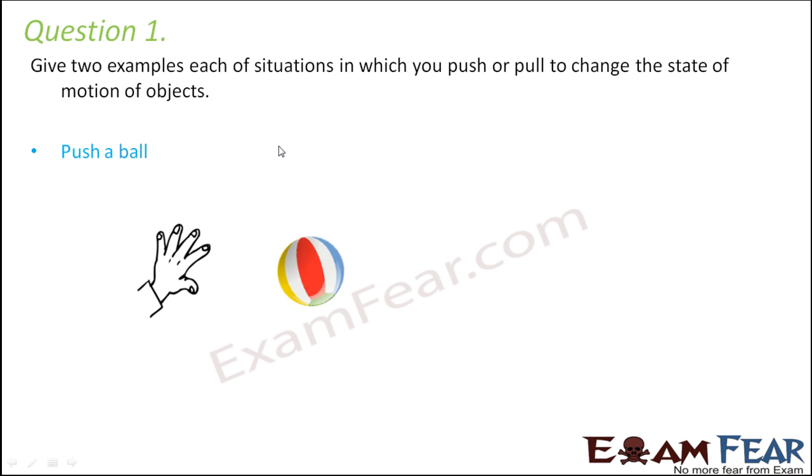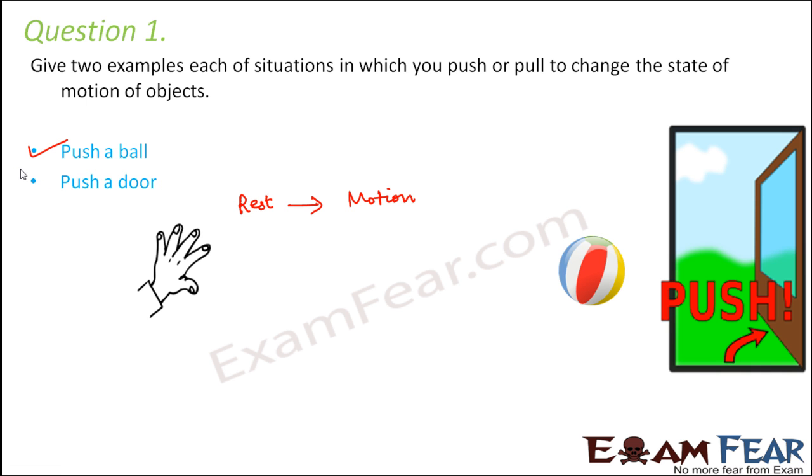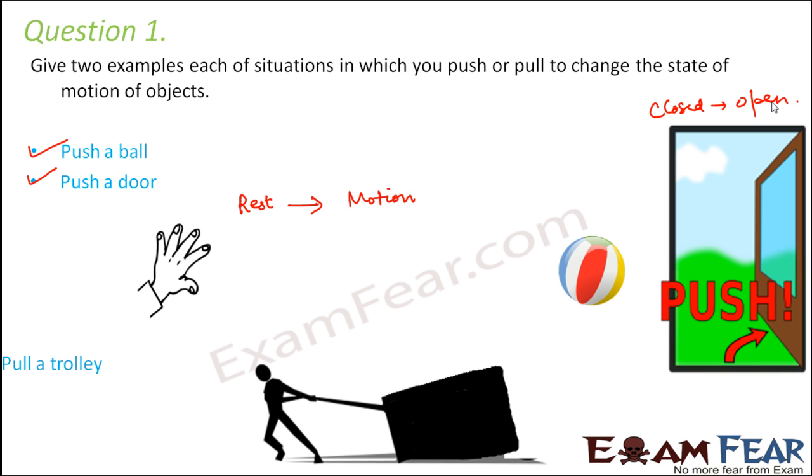So if you push a ball, what happens? When you push the ball which was earlier at rest, it now starts to move. So basically the ball changes its state of motion from rest to motion. So pushing the ball helped to change its state of motion. Next scenario could be pushing the door. The door was closed. Now when you push, the door is opened. So from closed to open. So you could change the state of motion.